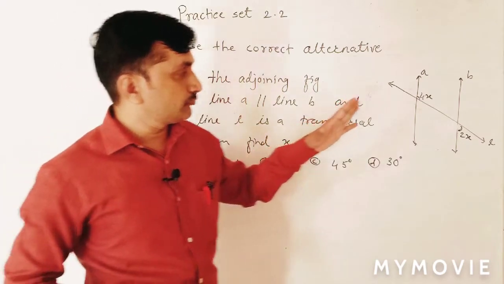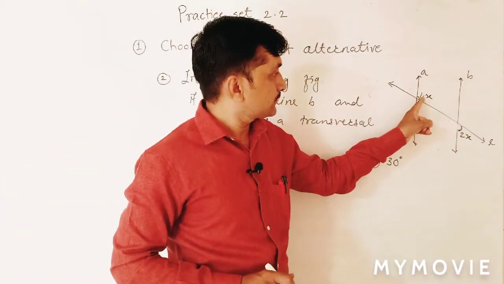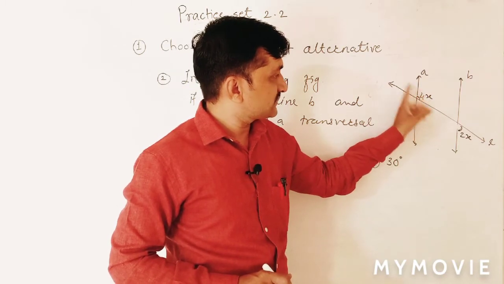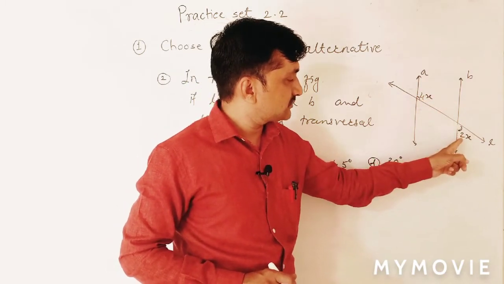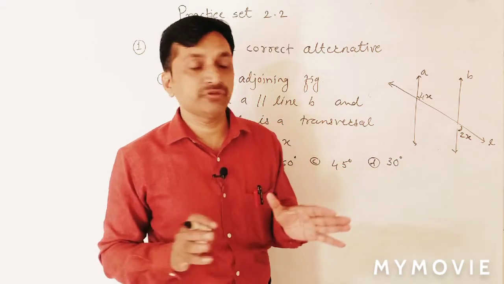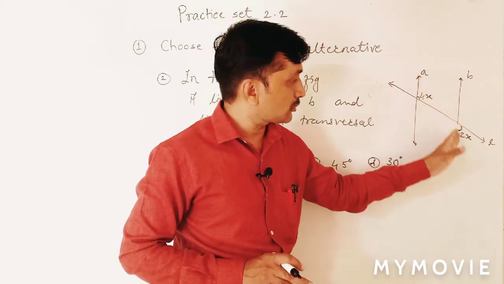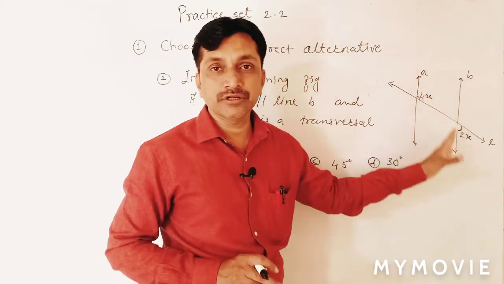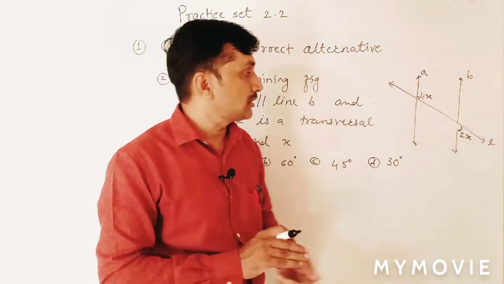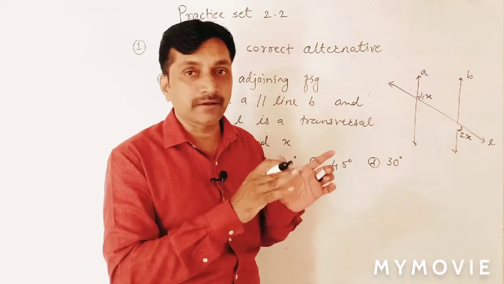Now here we have to identify the type of angles first. Here you see this angle 4x is between the parallel lines and this angle is outside the parallel lines, which means there is no relation between them. These angles are not corresponding, not alternate, not interior. There is no relation, so what do we have to do? We have to suppose a related angle anywhere.